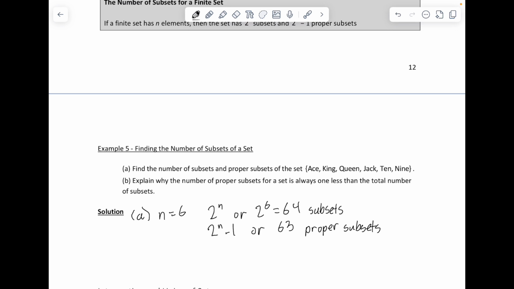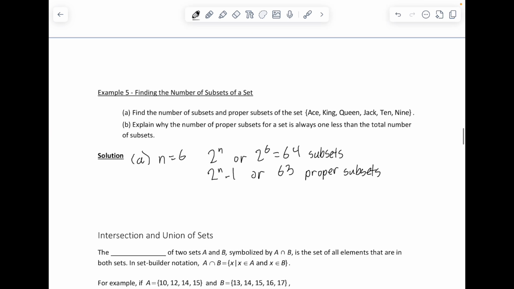Okay, so part B, explain why the number of proper subsets for a set is always 1 less than the total number of subsets. Well, when finding proper subsets, there's only one subset excluded from the list of all subsets, the original set itself, right? So there will always be one fewer proper subsets than the total number of subsets, right? The only subset that's not a proper subset is the set itself.